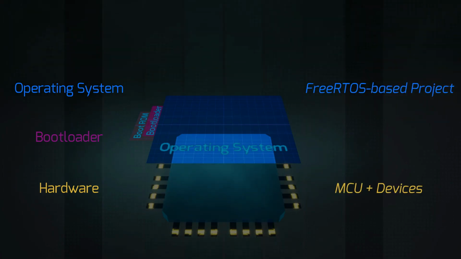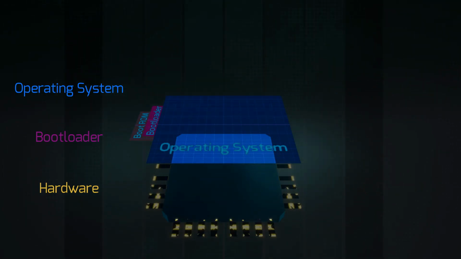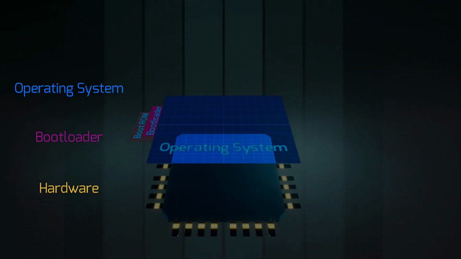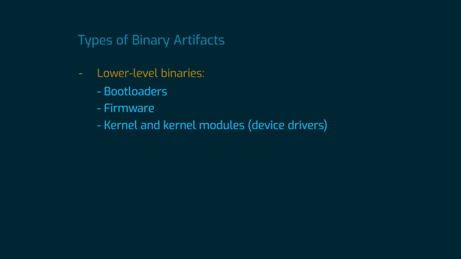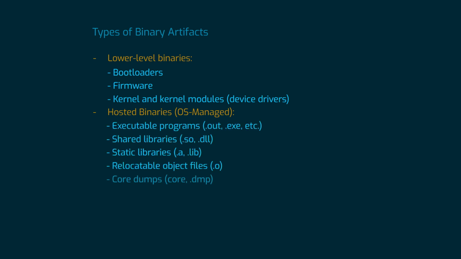An embedded system software based on the FreeRTOS project running directly on a microcontroller together with the connected devices, without a full general purpose OS. Hosted binaries such as executable programs, shared libraries, static libraries, relocatable object files and core dumps. Most of them are used by the operating system to execute program functionality. They depend on system calls and use them to access registers or memory.